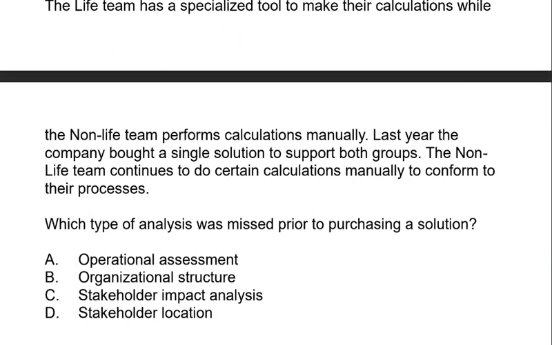Option A, operational assessment. Option B, organizational structure. Option C, stakeholder impact analysis. Option D, stakeholder location.